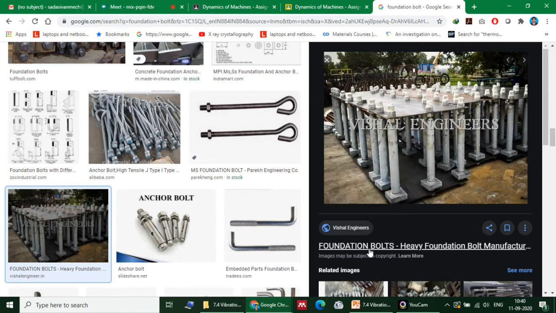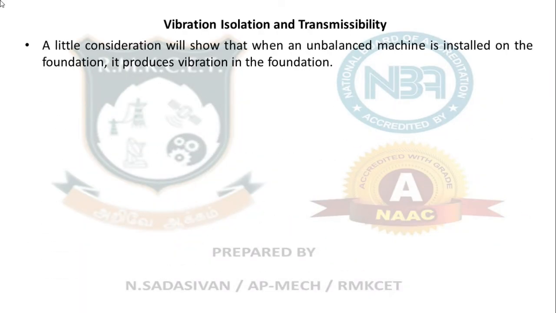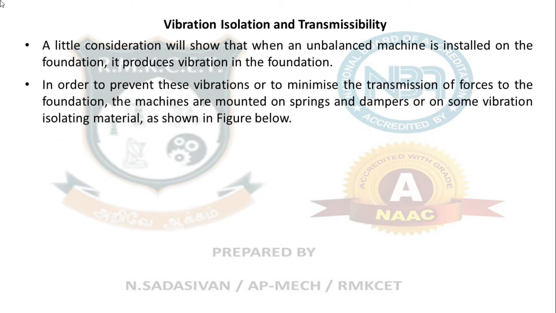Now, instead of directly connecting the machine to the foundation bolt, in some places, in order to prevent these vibrations and to minimize the transmission of forces to the foundation, machines are mounted on springs and dampers or on some vibration absorbing, isolating material like rubber, cork. Nowadays a lot of artificial, synthetic materials are coming for absorbing the vibration. If you see in our dynamics lab, the rotating masses, reciprocating masses, balancing machines are placed on a rubber pad.